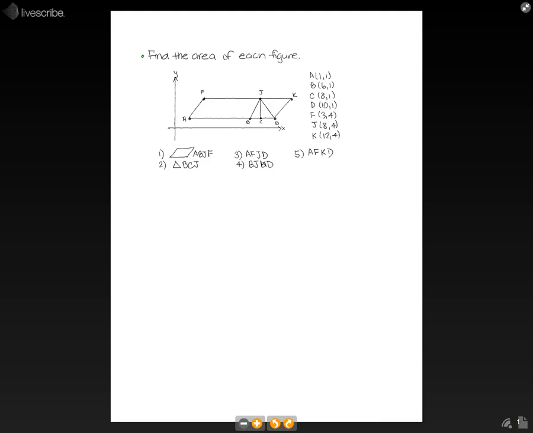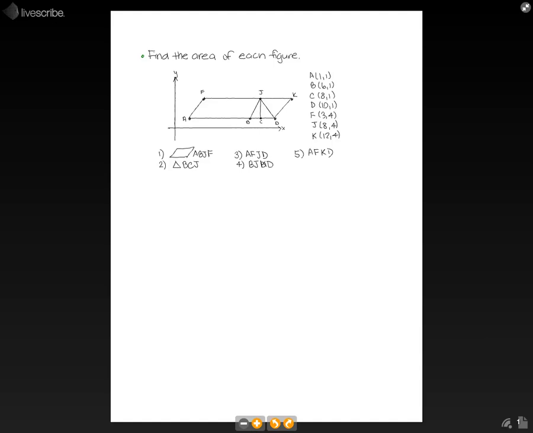In this pencast, we'll be talking about finding areas. We're asked to find the area of each figure, and we're given a graph of a parallelogram with internal lines drawn. We're given A to be the point (1, 1), B to be the point (6, 1), C (8, 1), D (10, 1), F (3, 4), J (8, 4), and K (12, 4).